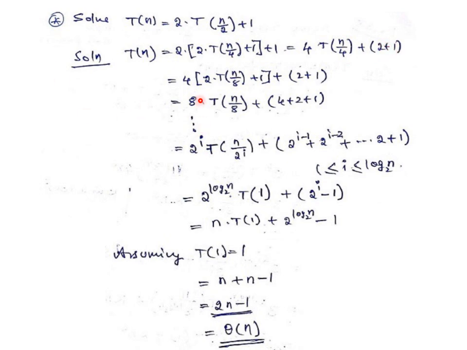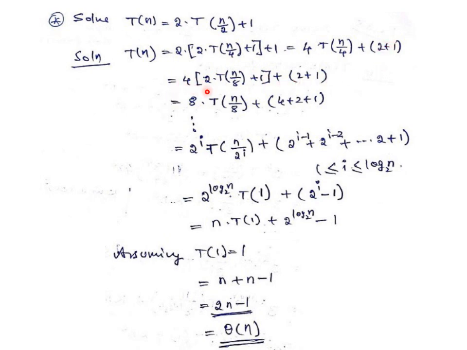Again, the same thing, we can do a further substitution. The entire T of n by 4, we can substitute, make the substitution for T of n by 4. So we can write 2 into T of n by 8 plus 1, and the entire thing is multiplied by 4, plus 2 plus 1 from the previous steps.